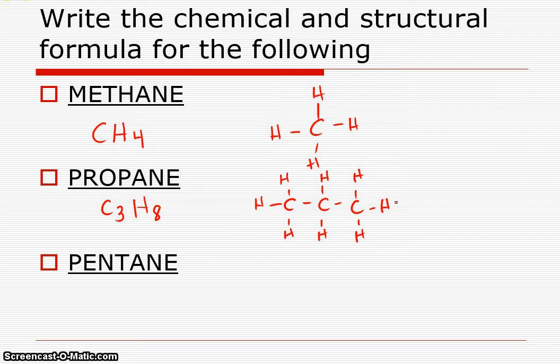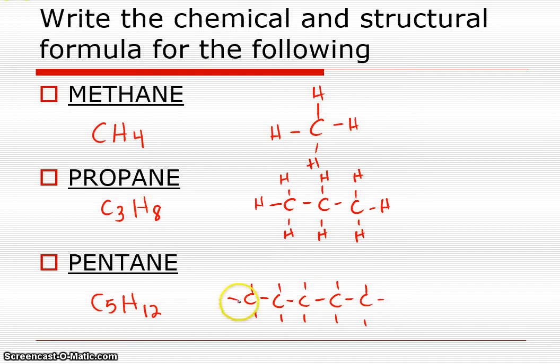And then pentane, which is C5H, and then that'll end up being 12. 2 times 5 is 10 plus 2. 1, 2, 3, 4, 5. And then I'm going to go ahead and saturate it with my hydrogens. And 1, 2, 3, 4, 5, 6, 7, 8, 9, 10, 11, 12.